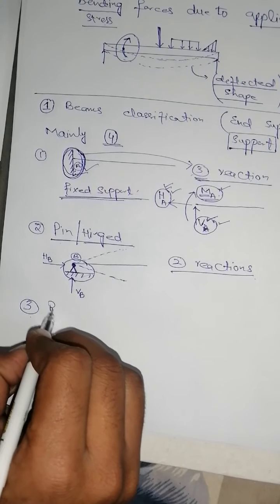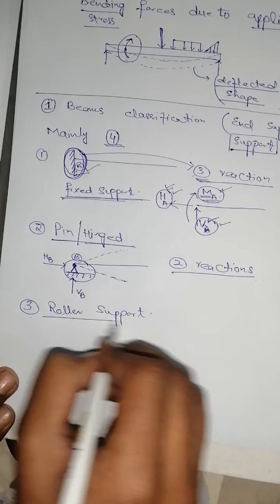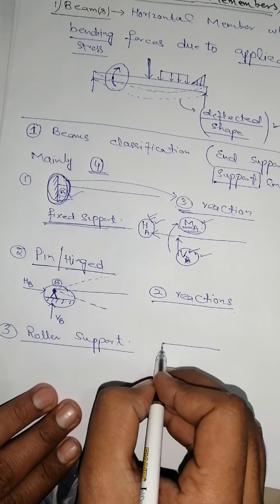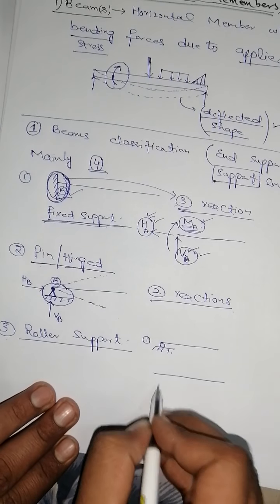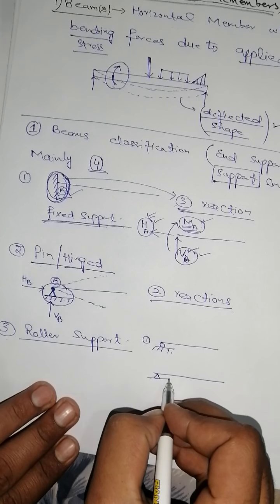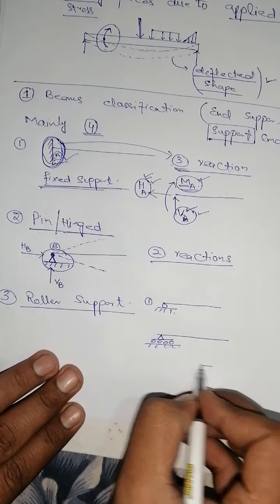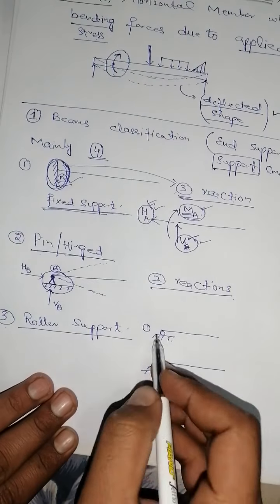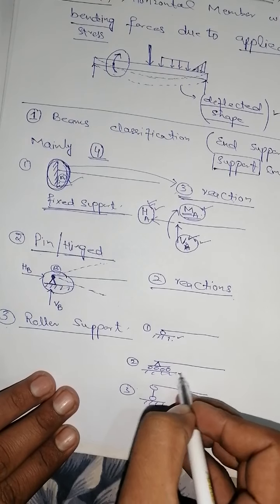The third support is known as roller support. This roller support is shown in different ways. Suppose this is our beam and the roller support is shown like this. This is the first figure of roller support. A roller support may be shown like this, this is also a form of roller support, and it may be shown like this, this is also a roller support. The roller support may be shown by different symbols.